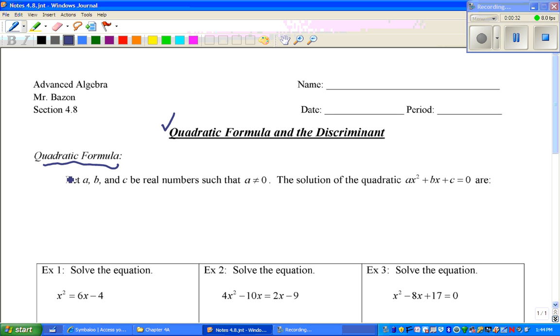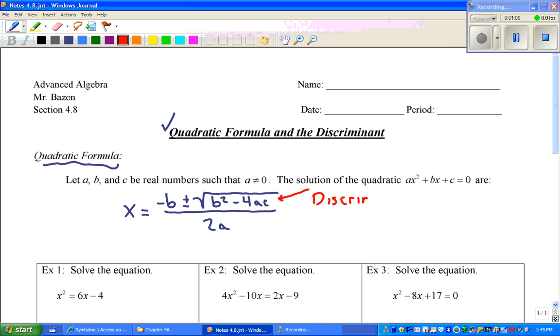The definition of the quadratic formula is: let a, b, and c be real numbers such that a does not equal 0. The solutions to a quadratic, ax squared plus bx plus c equals 0, are going to be x equals the opposite of b plus or minus the radical of b squared minus 4ac, and then the whole thing is divided by 2a. This part underneath the radical is known as your discriminant.